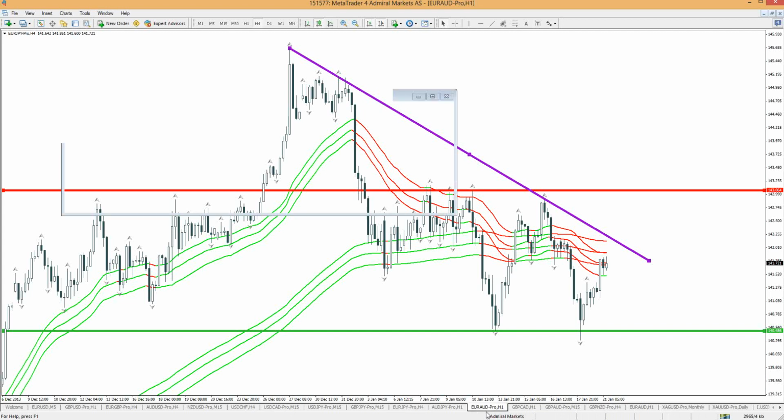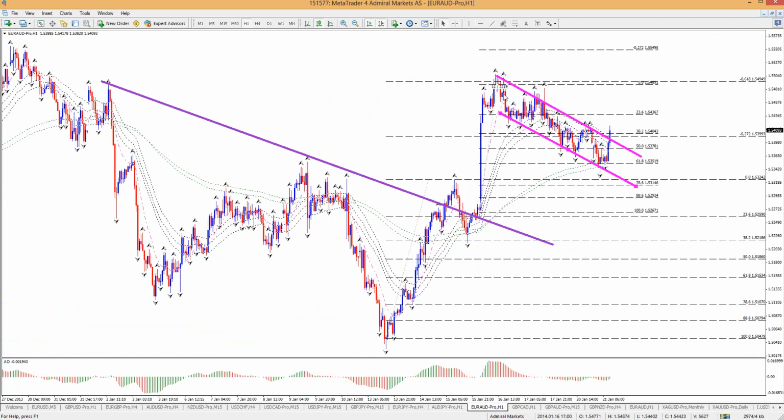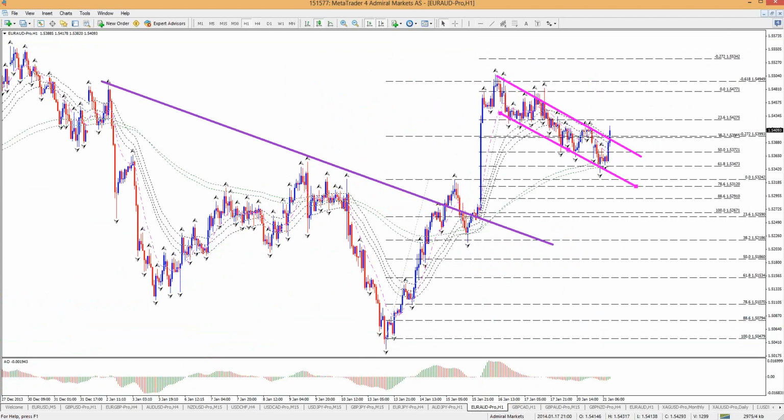Let's see, euro odd. Kind of like a bull flag here at the moment, maybe even breaking out of the bull flag, right? Very strong impulse, bull flag, and the bull flag carried on roughly to the 61.8 fib.